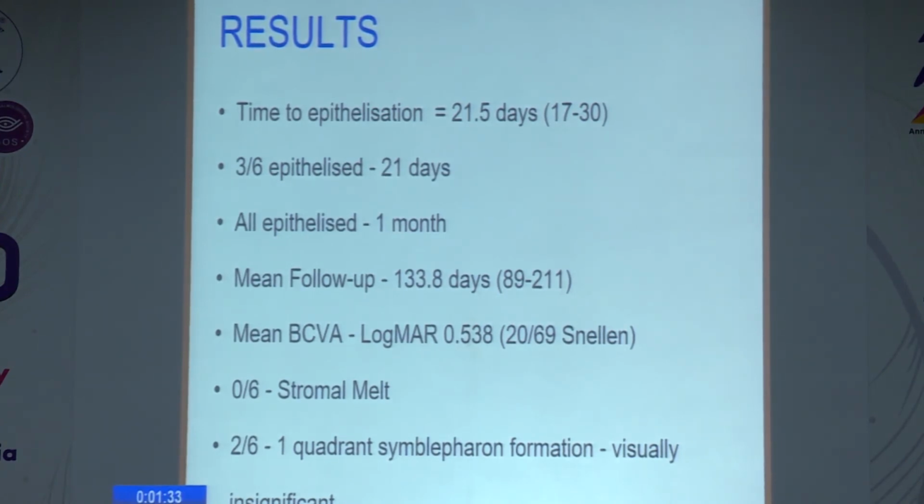The mean vision was 20/69 Snellen acuity. The biggest advantage of this technique was that the vision was better because it led to rapid epithelialization. There was no case of stromal melt, again because of rapid epithelialization. And there were 2 patients in which symblepharon recurred, but it was only from 1 quadrant.